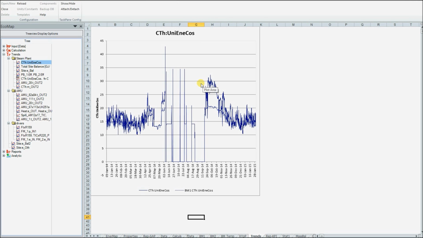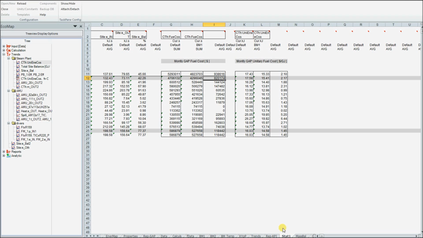To visualize this in average per month, we can go here in Stat 1 and see exactly what this graph represents. Here, this is how much the company paid per gigajoule on average over the year. And this is how much they could have paid. They could have saved over $800,000 if they managed their energy correctly.